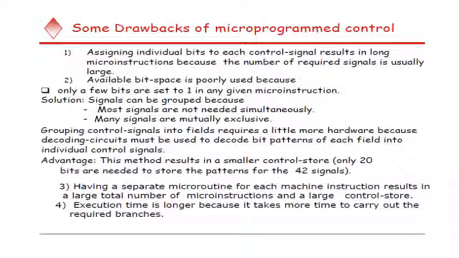Having a separate microroutine for each machine instruction results in a large total number of microinstructions and a large control store. Also, the execution time is longer because it takes more time to carry out the required branches. These are some of the drawbacks of microprogrammed control.